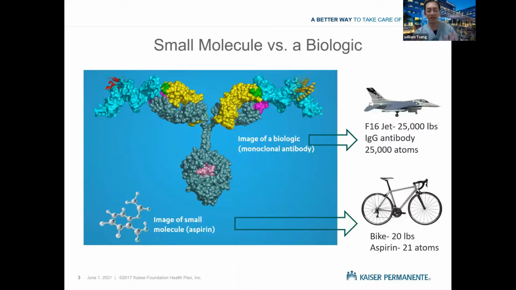So the best way to describe it that I saw online is to ask, why does it cost so much, and why can't we just reverse engineer this thing? And small molecules like aspirin or ibuprofen or even Lipitor, reverse engineering that is fairly easy. It's like saying, I'm taking a bike and I'm making a copy of the bike. You can pretty much make the exact same bike with very little cost, like aspirin, right? 21 atoms, that's it.